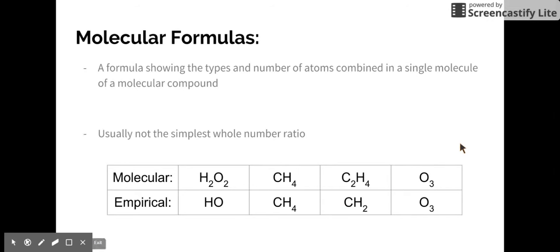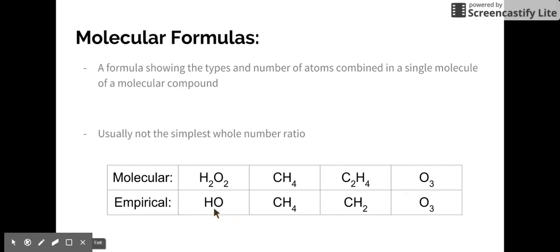So molecular formulas. A formula showing the types and numbers of atoms combined in a single molecule of a molecular compound. These are usually not the simplest whole number ratio. In a previous lesson, we talked about what an empirical formula is. An empirical formula is the simplest whole number ratio. And I mentioned that empirical formulas are those you find experimentally. In fact, empirical means experimentally.